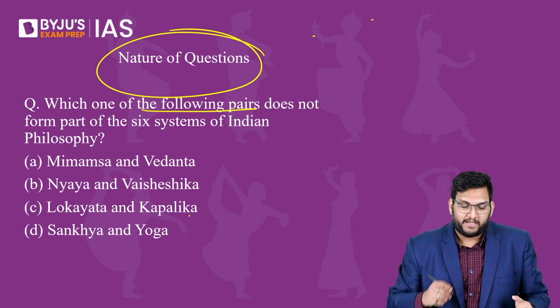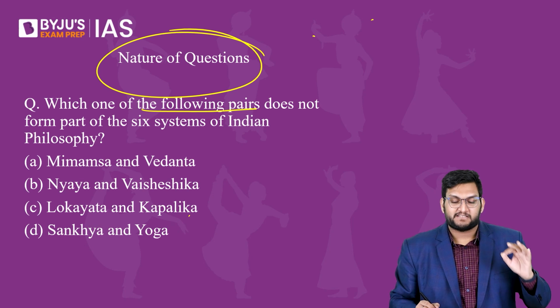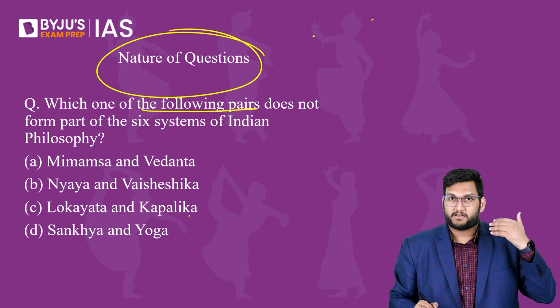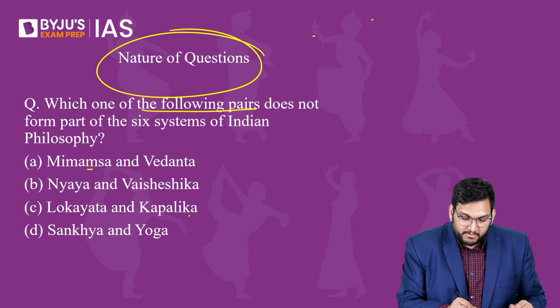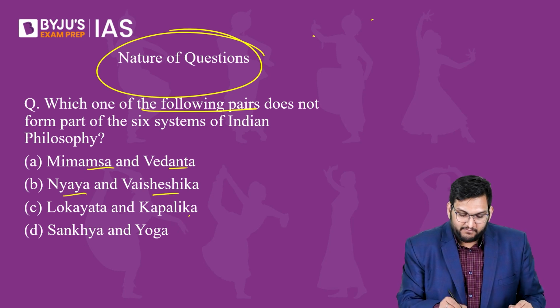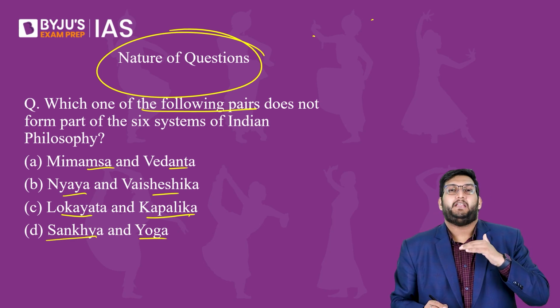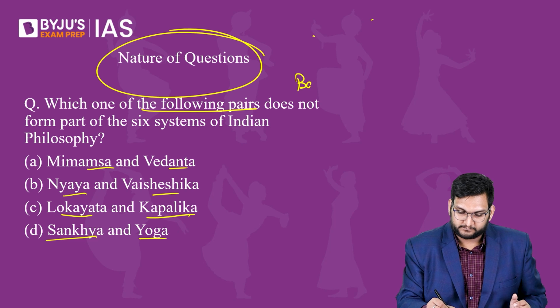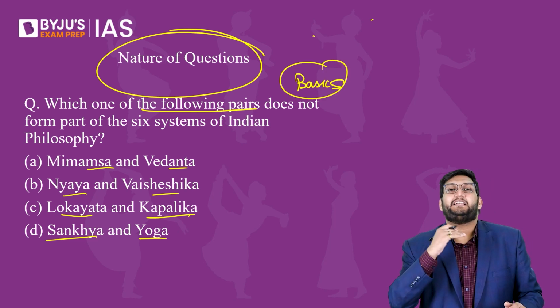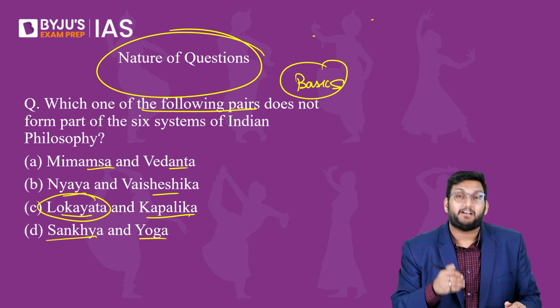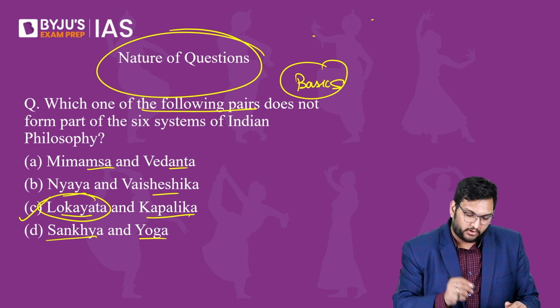Which one of the following pairs does not form the part of 6 systems of Indian philosophy? It's a question from 6 schools of philosophy. Mimamsa Vedanta, Nyaya Vaisheshika, Lokyata Kapalika, and Sankhya and Yoga. Here, if you know basics, you can easily get this answer because it is Lokyata or the Charvakism, which is actually an unorthodox school.